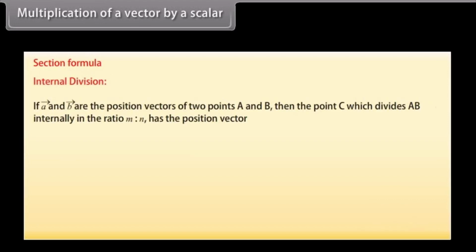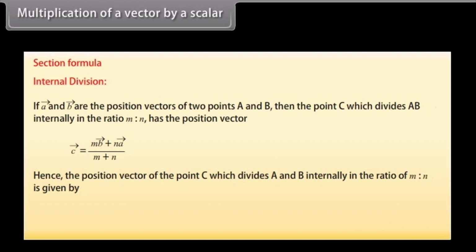Multiplication of a vector by a scalar. Section formula. Internal division. If vector A and vector B are the position vectors of 2 points A and B, then the point C, which divides AB internally in the ratio m:n, has the position vector C equals m into vector B plus n into vector A by m plus n. Hence, the position vector of the point C, which divides A and B internally in the ratio of m:n, is given by vector OC equals m into vector B plus n into vector A by m plus n.